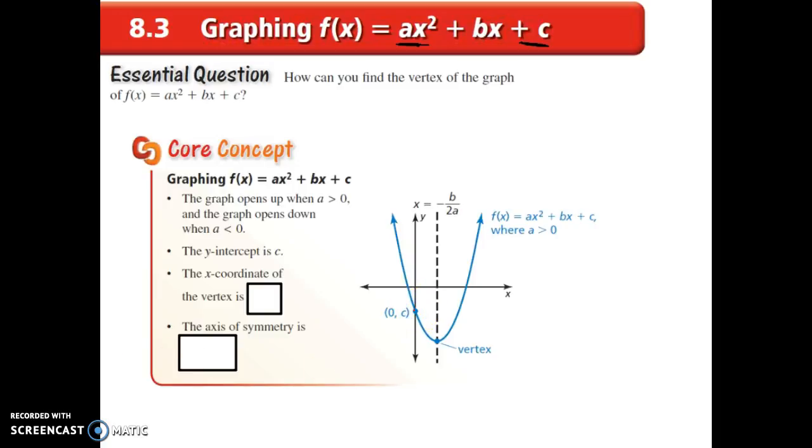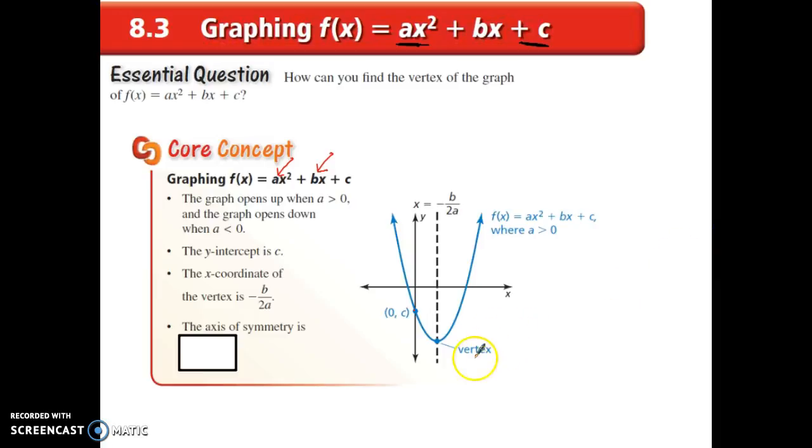The x-coordinate of our vertex can be found using this formula, negative b over 2 times a. And we get those values of b and a from the standard form of our quadratic. So b is the coefficient on your x term, while a is that leading coefficient, or the coefficient on the x squared term. If that's the x-coordinate of our vertex, it's also our axis of symmetry.